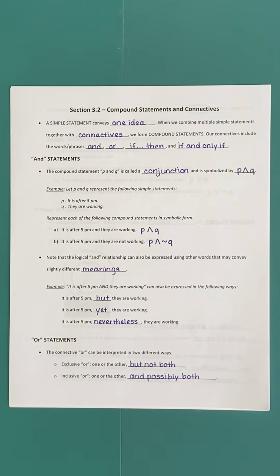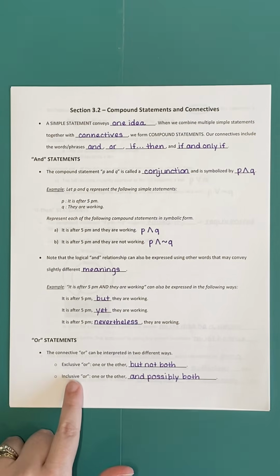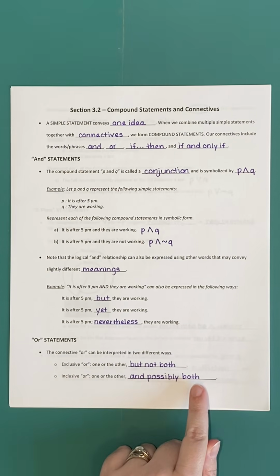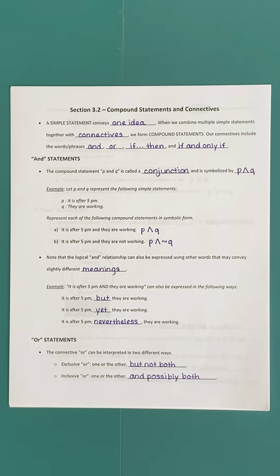We're not allowing both. So I could go here or I could go there, but because I want to go at one particular time of day, I can't do both. So I can do this or I can do that, but I can't do both. Inclusive or means one or the other and possibly both. I could go do something with this friend, or I could do something with this friend, or maybe we could all do something together. I can do something with both friends. Inclusive or means one or the other and possibly both.